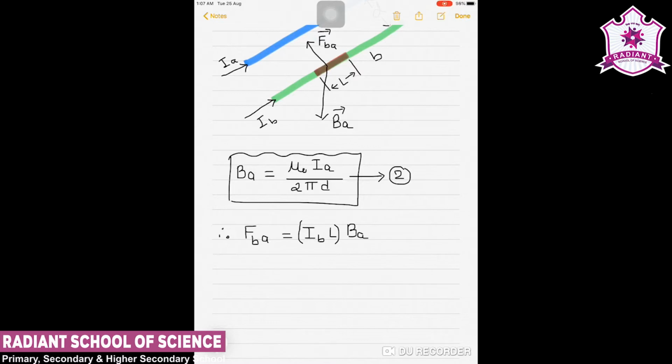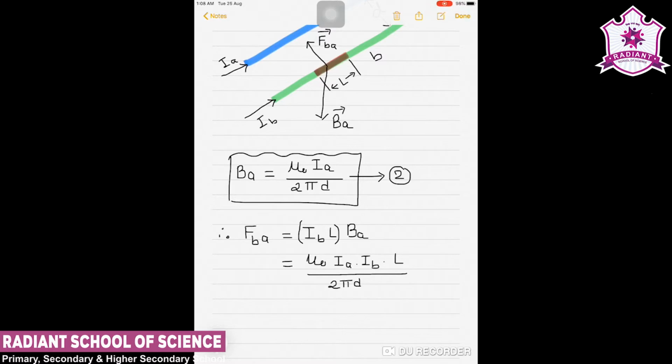So when we combine it, replacing it with the value of equation 2, we get mu 0 into IA into IB into L over 2 pi D. So this will be our equation of force.